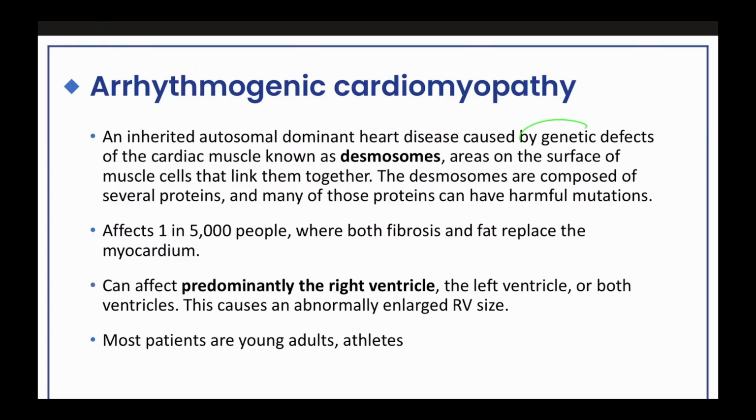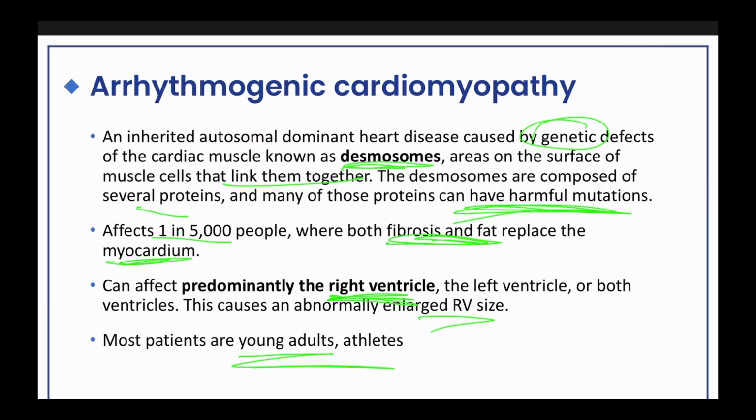Arrhythmogenic cardiomyopathy is a genetic problem, and the cardiac muscle cells are linked by desmosomes. And when they're linked, they have these different proteins. Many of these proteins can have harmful mutations. So this is a genetic cause, in 1 in 5,000 people, where fibrosis and fat replace the myocardium. So all that muscle is being replaced with fat and fibrosis, the scarring. Mainly the right ventricle, with abnormally enlarged right ventricular size.